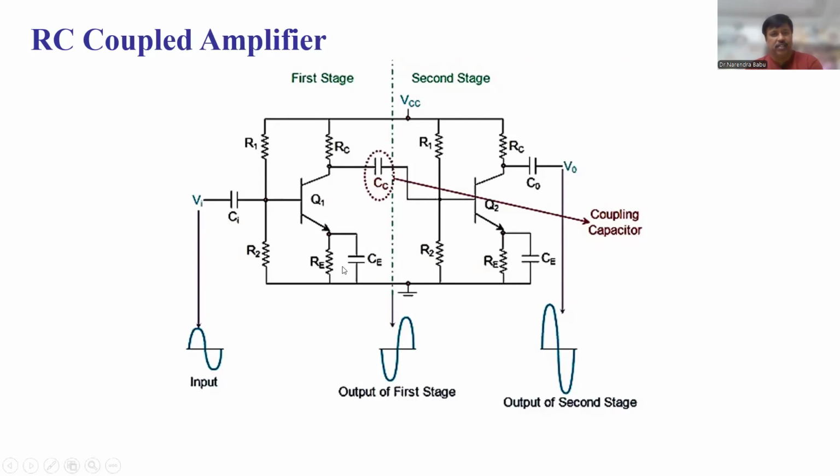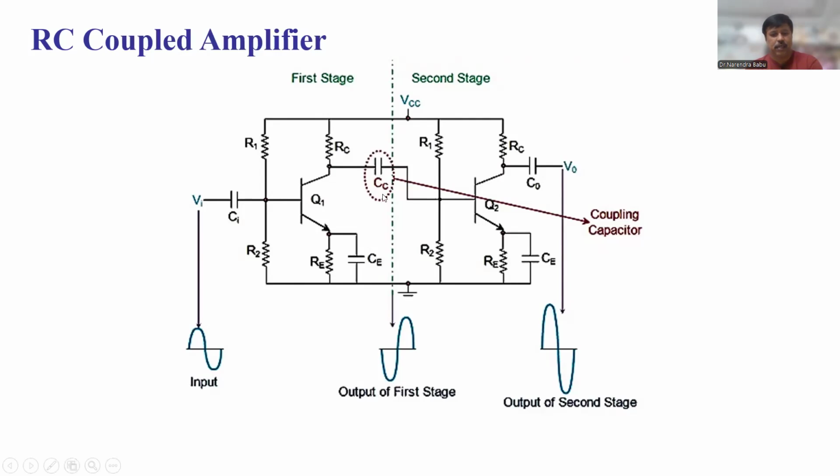Cin, this is the input capacitor at the initial stage of the amplifier, couples the AC signal to the base of the transistor. So from this, the input signal is given to the base. As you know, the capacitor blocks the DC. That is why you are using the capacitor here. It supplies only the AC signal.